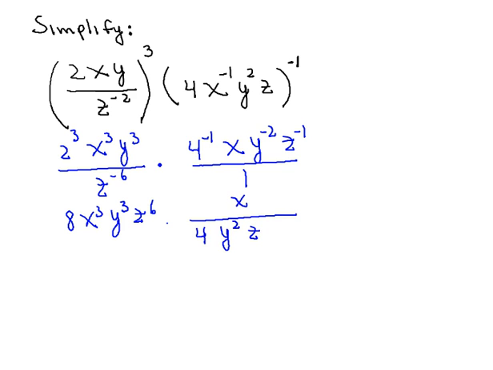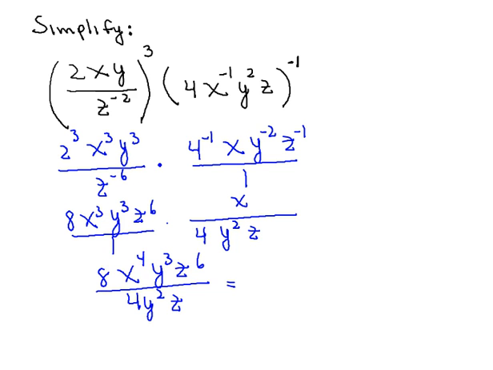And so now we'll next then multiply the two fractions. We'll think of the first as being over 1. So then we have 8. And we have x to the third times x, which becomes x to the fourth. And then we have y to the third, z to the 6th. Then divided by 4, y squared z.